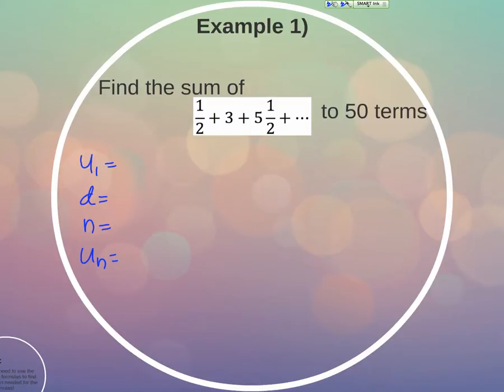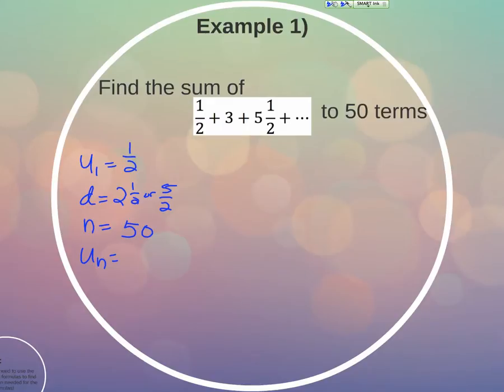So what is the first term? What's the first number in my series here? 1/2. Has anyone figured out the common difference? 2.5, okay. I like improper fractions, so I just changed mine to improper right away. What's the term number? How many terms are we looking at here? 50. So that would go in for n.